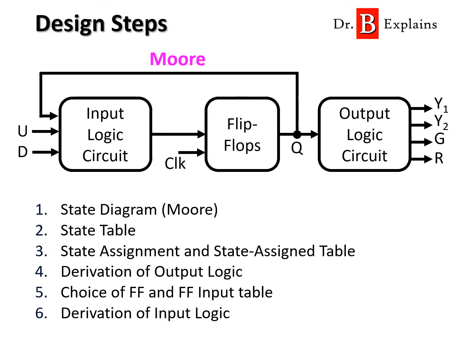So if we see the design steps, the first one is to draw a state diagram. In this case, we're going to work on a Moore machine. The second step is to get a state table from the state diagram. The third step is to have the state assignment and create a state assigned table. Then we're going to derive the output logic. We're going to choose the flip-flops and create a flip-flop input table. And finally, we're going to derive the input logic.